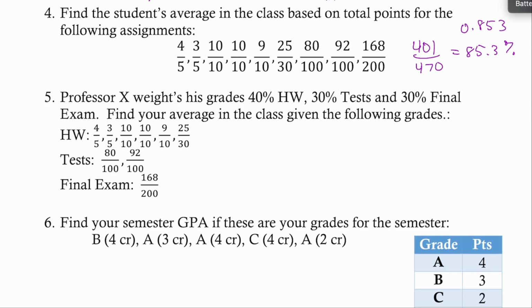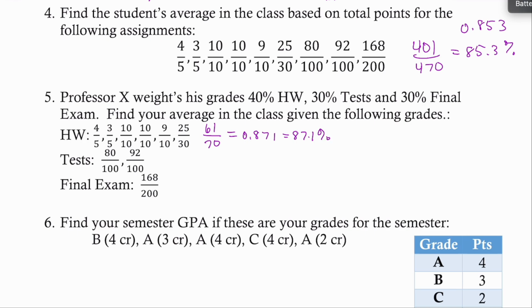Now, the percentage we got in our homework, if we add them up, we had 61 points that we received out of 70. Let's go to the nearest tenth. That is 0.871 or 87.1%.